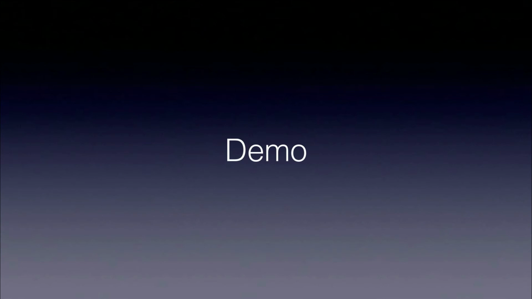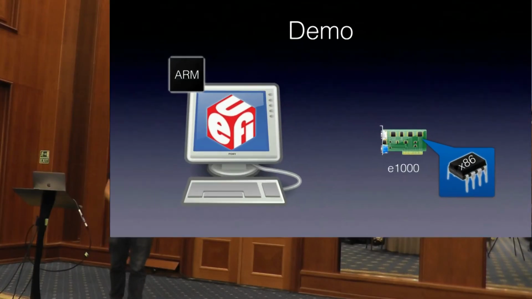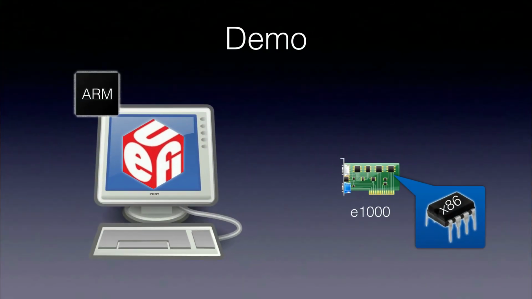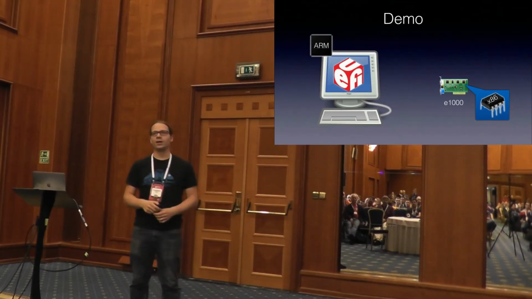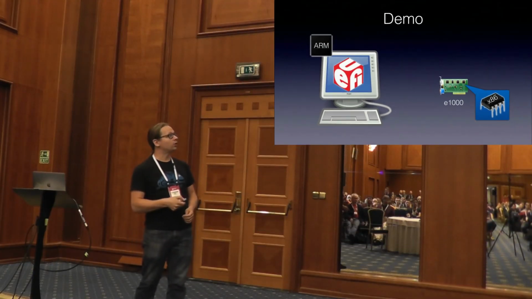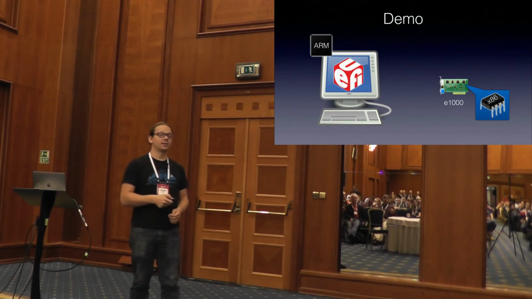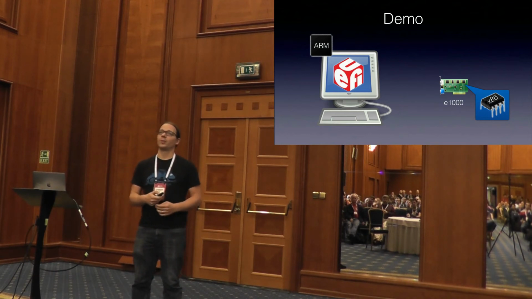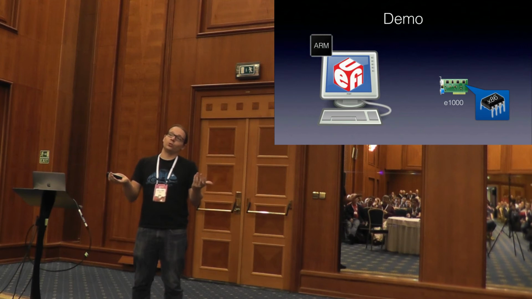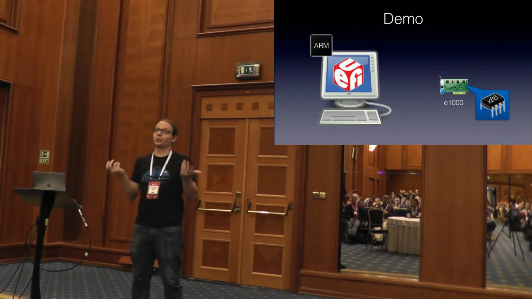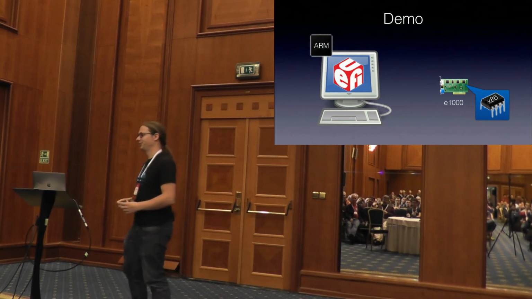Do you believe me it works? So the demo is pretty easy. The demo is an ARM system that has an E1000 card plugged into it, which has an x86 EFI option ROM. And if it works, we have network. If it doesn't work, well, we don't get network, right?